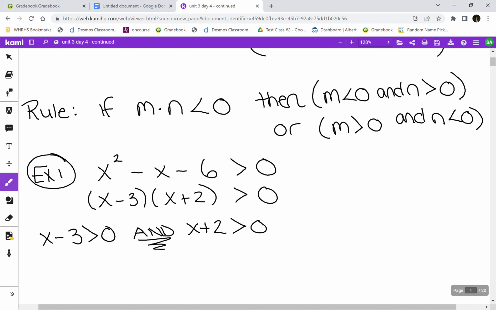Does that make sense to everybody? It's not an or scenario. It can't just be one of them greater than 0. They both have to be greater than 0. So then we go ahead and solve this. We would get x is greater than 3 and x is greater than negative 2.